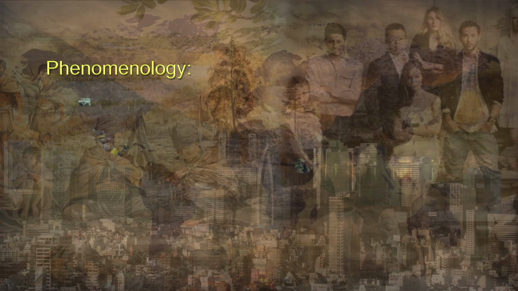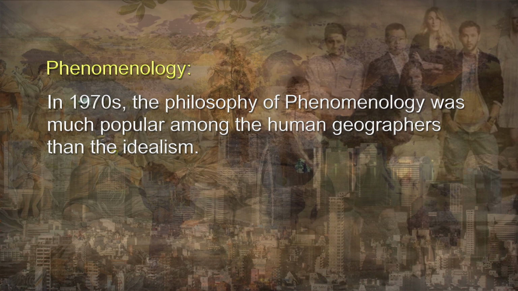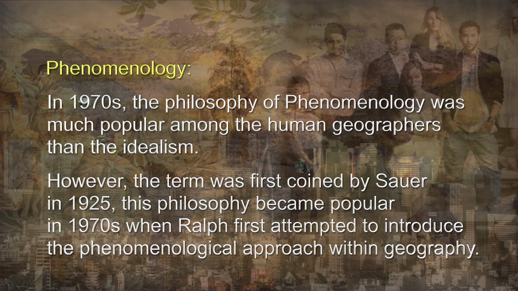Coming to phenomenology, in the 70s, the philosophy of phenomenology was much more popular among human geographers than idealism. However, the term was first coined by Sawyer in 1925. This philosophy became popular in the 1970s when Ralph first attempted to introduce the phenomenological approach within geography.